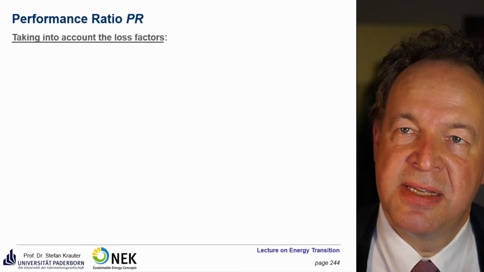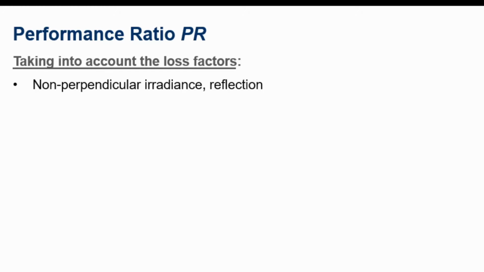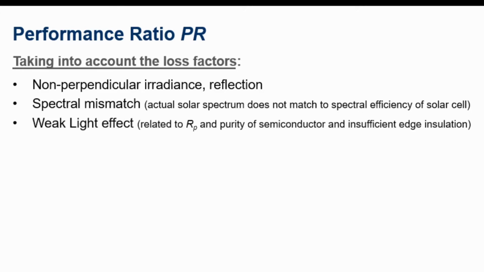Performance ratio. This takes into account all the loss factors, for example, non-perpendicular irradiance or reflection on the module surfaces, and spectral mismatch. You saw this before when we saw the matching of the irradiance spectrum to the spectral efficiency of a solar cell. The weak light effect, as I already mentioned, is related to the parasitic parallel resistor, the purity of a semiconductor, and also the fabrication of solar cells. This is sometimes insufficient edge insulation, and there it is the same effect as impurities in the material.